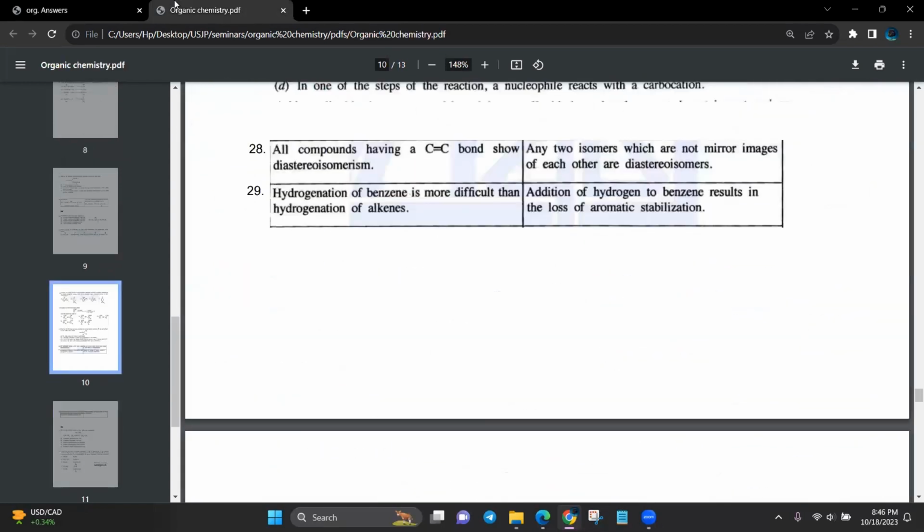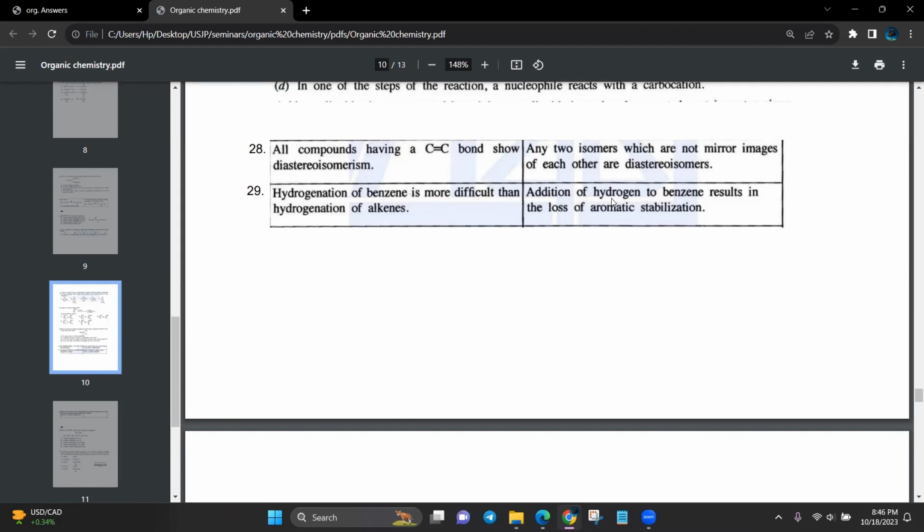When we come to the 29th question, hydrogenation of benzene is more difficult than the hydrogenation of alkenes. Addition of hydrogen to benzene results in the loss of aromatic stabilization. That is correct. It is answer number 1. This is explaining the statement: addition of hydrogen to benzene results in the loss of aromatic stabilization.